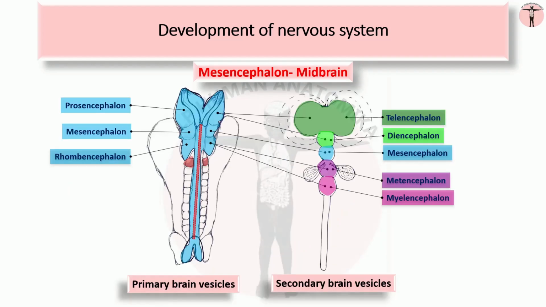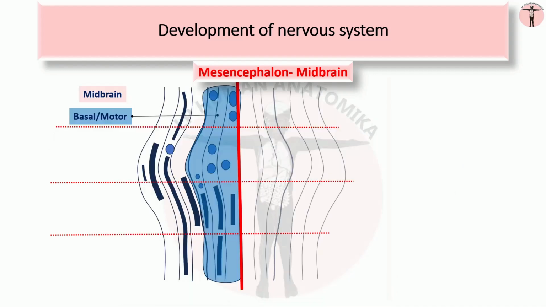Development of midbrain. If you can recall formation of brain vesicles and its derivatives, the mesencephalon remains unchanged during the formation of secondary brain vesicle from primary brain vesicle. This unchanged mesencephalon gives rise to the midbrain.